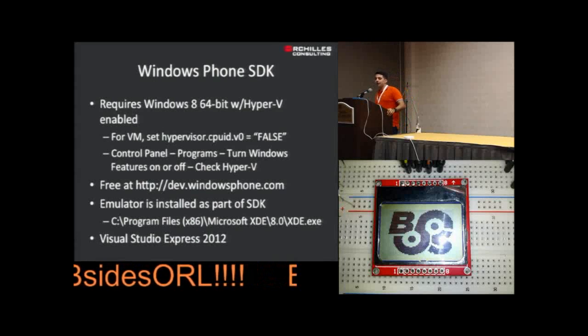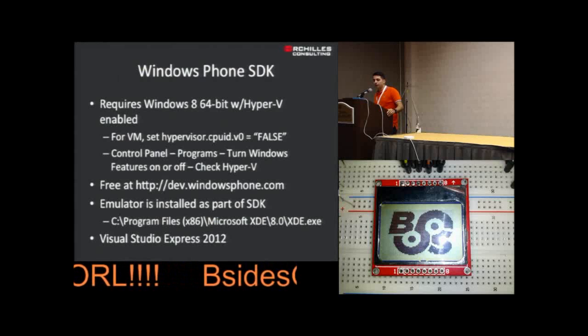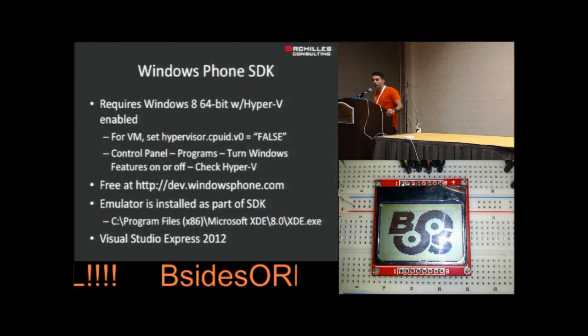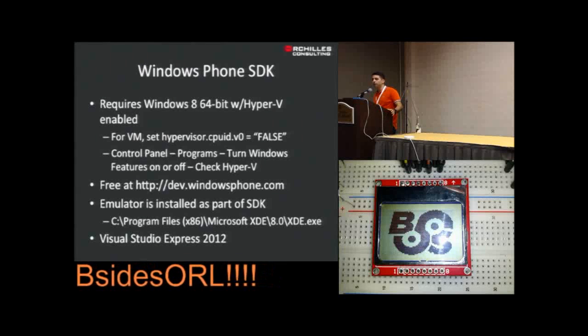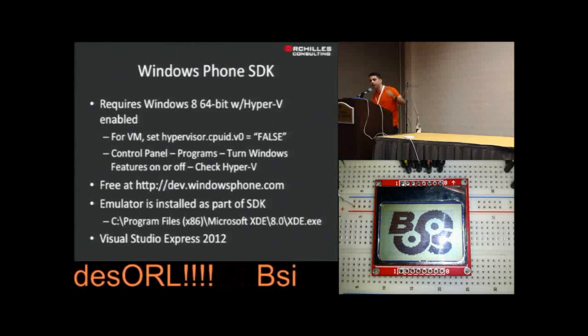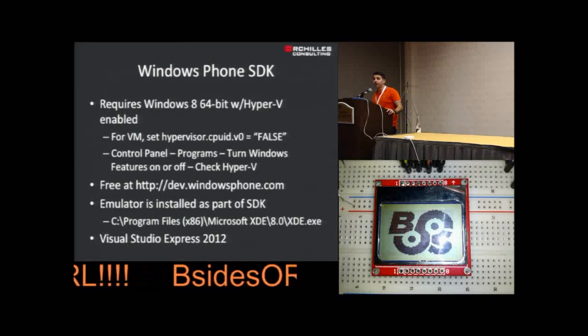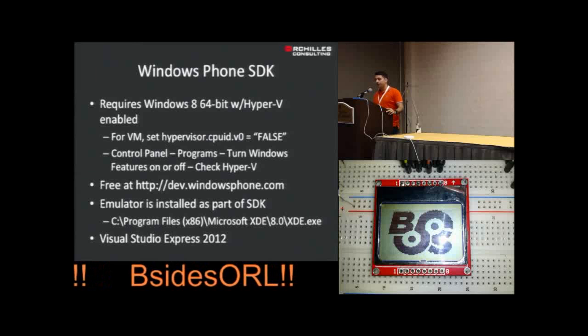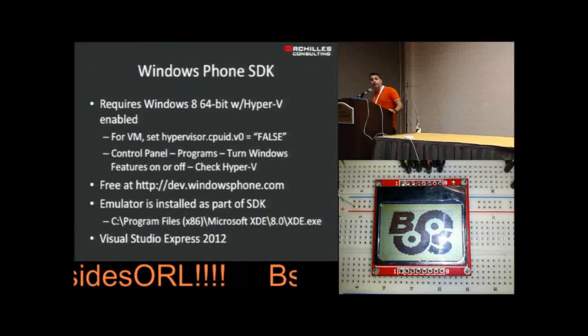So next step is to install your Windows Phone SDK. This is free. It's at dev.windowsphone.com. It does require Windows 8 64-bit. Don't be like, oh, I need a Windows machine, and then install 32-bit, because when you go to install this, you're going to fail, and you're going to be like, damn, I have to install another operating system. If you're using a virtual machine, you do need to make a little change.